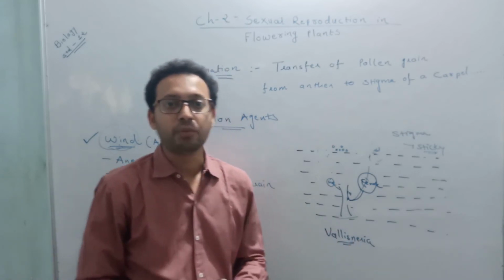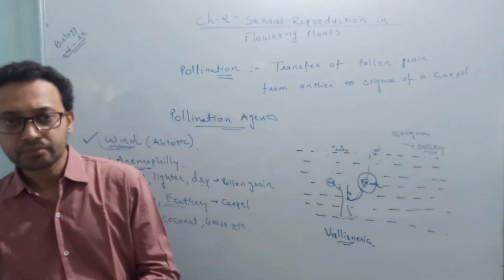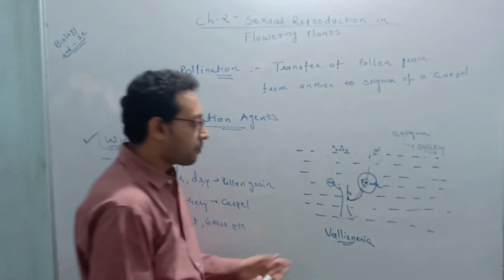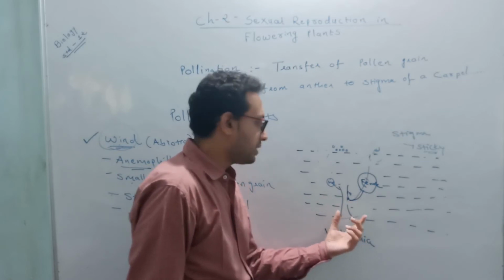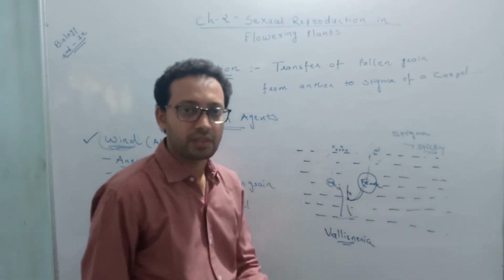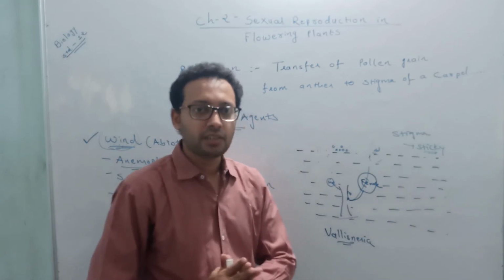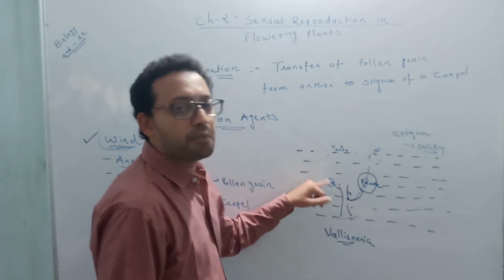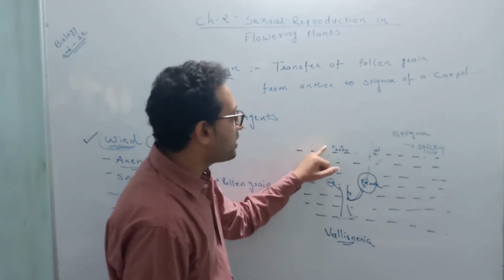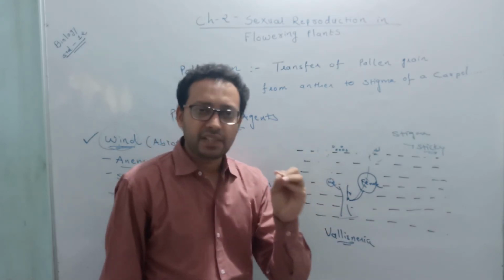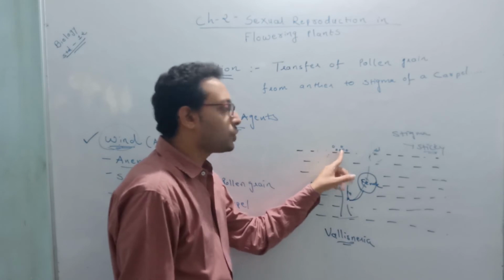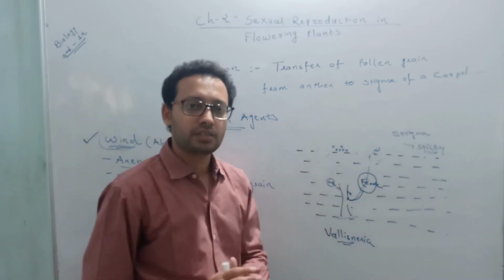I again repeat how the pollination occurs in Vallisneria. Vallisneria is an aquatic plant. It grows in fresh water. It possesses both male flowers as well as female flowers. Both the flowers are present in the water. When the pollen grain has to be released, the male flower releases the pollen grain at the surface. Pollen grains are very light in weight, so they float on the surface of the water.